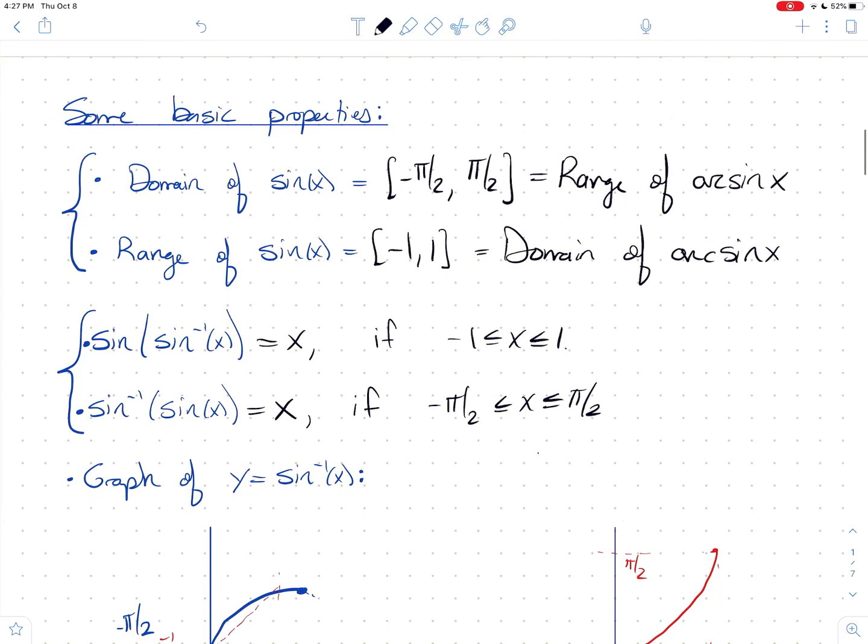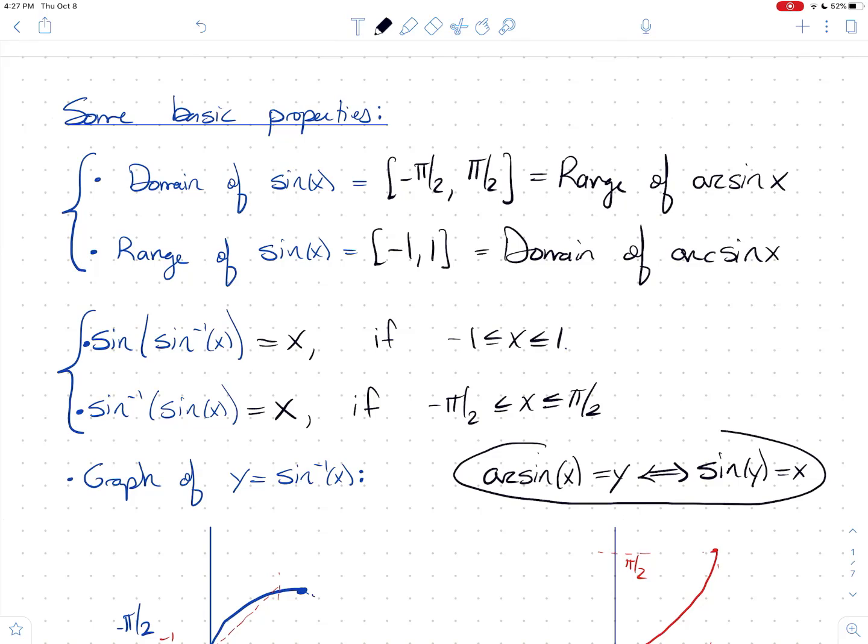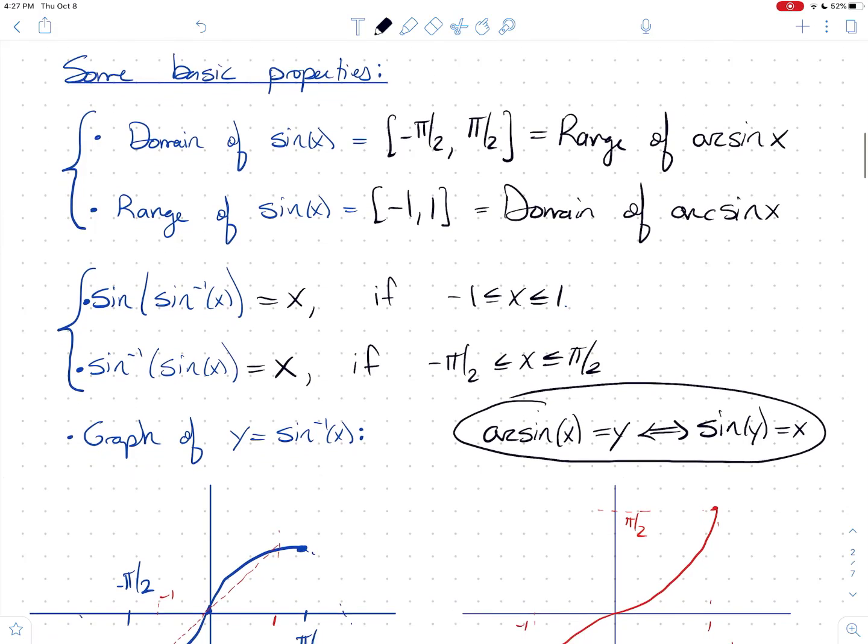One other thing that I'll just go ahead and say is the arc sine of x equals y if and only if, right? Think with me. Let me erase this part. If and only if arc sine, inverse sine, is mapping x to y, that means sine maps y back to x. I've tried to repeatedly say this is the one thing you need to know about inverse functions to be able to work with them. So we've got all these basic properties.